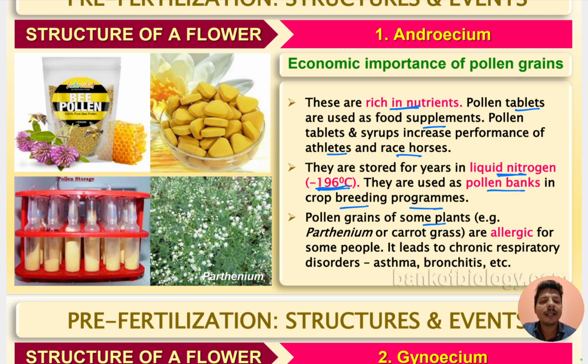Pollen grains of some plants, for example parthenium or carrot grass. It is a parthenium structure. In the ground or in the school field, you can see this type of plant, parthenium. They grow everywhere and are allergic for some people. It leads to chronic respiratory disorders like asthma, bronchitis, etc. Some important points are given here on the economic importance of pollen grains.